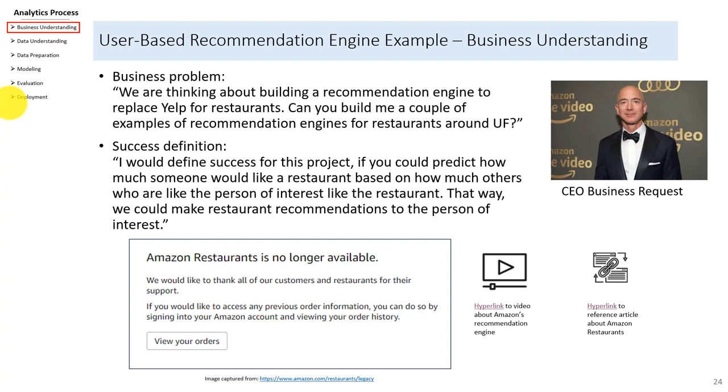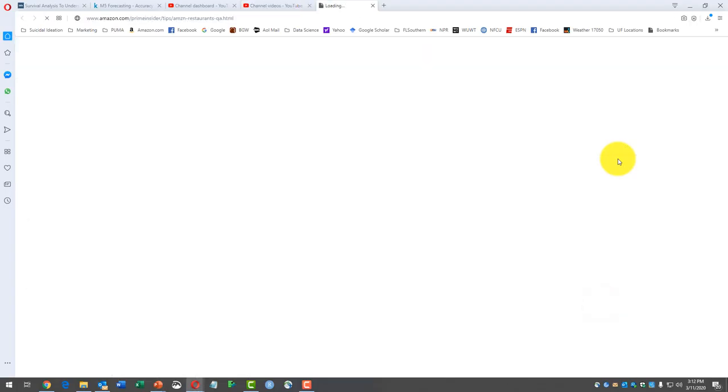I didn't totally come up with that on my own. Amazon's trying to get into everything and they have really good recommendation engines. First of all, there was a thing called Amazon Restaurants. It didn't work. Here's a quick hyperlink.